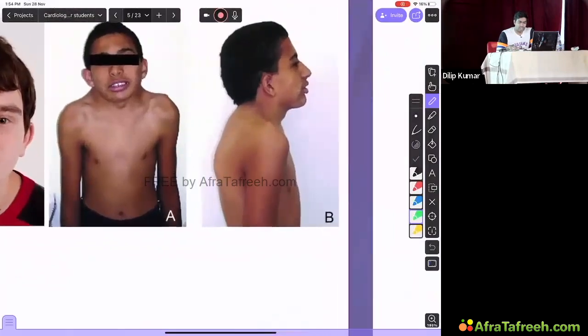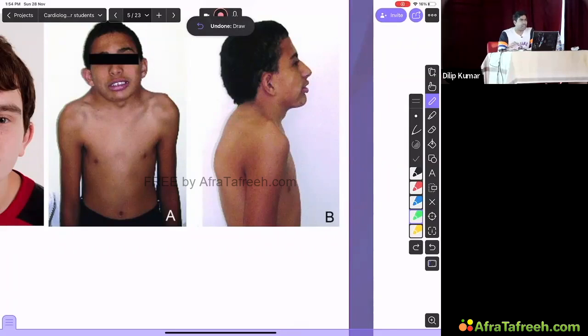Okay, this is an example of low posterior hairline. In this situation the hairline is coming very close to the C7 spine. So you can see the C7 spine here, and the hairline is actually close to it. This is called low posterior hairline. Very commonly seen in patients who have a short neck. If the neck length itself is short, the hairline will come down automatically.